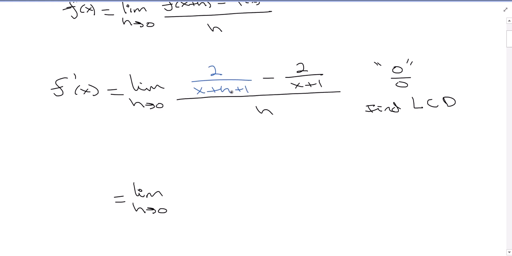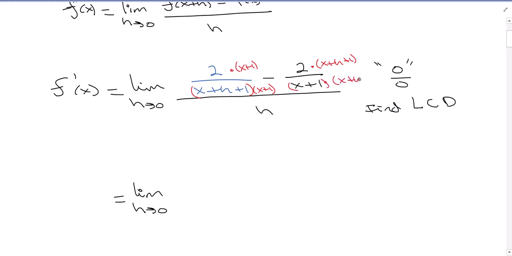What I don't want to see is, sometimes people will add an h on top and bottom to make the denominators the same, but remember, h is a number, so this is a completely different quantity. You have to multiply. So I'm going to multiply this by x plus 1, top and bottom. And we're going to multiply this by x plus h plus 1.